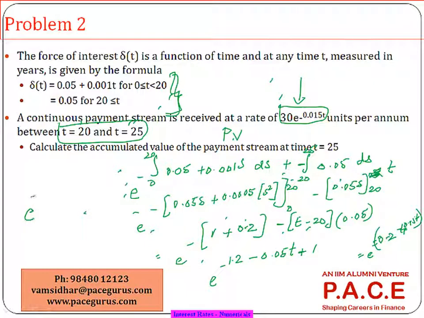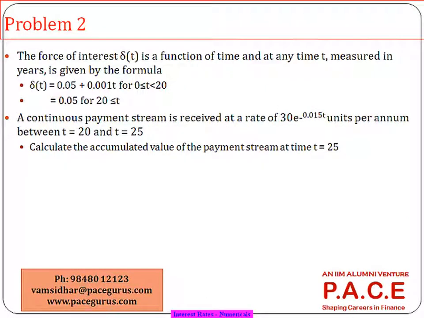If I want my discount factor at any point, I'll take it as e power minus of 0.2 plus 0.05 into t, as long as t is greater than 20. If t is greater than 20, I will use this particular number as the discount factor. So let me say, if this question had been to find the present value, what would have been the case? I would have taken 30 into e power minus 0.015t. This is the amount that we are receiving at a single point in time. This I am discounting with the discount factor, which is e power minus of 0.2 plus 0.05 into t.